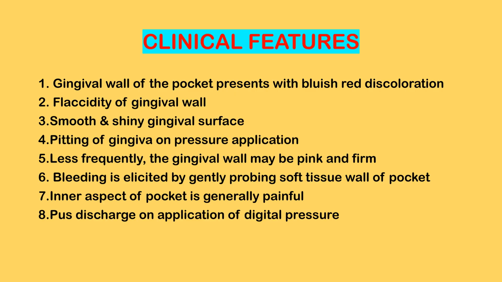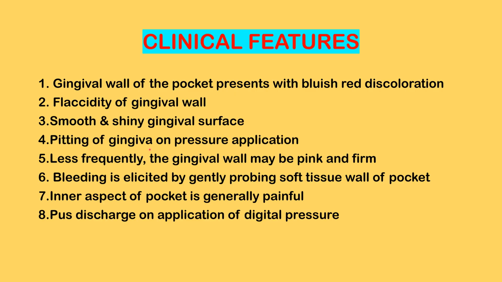Coming to the clinical features of periodontal pocket. Gingival wall of the pocket presents with bluish red discoloration, which is caused by circulatory stagnation. Gingival wall also presents with flaccidity, which is caused by destruction of gingival fibers and the surrounding tissue. Gingival surface appears smooth and shiny, caused by atrophy of the epithelium and presence of edema.